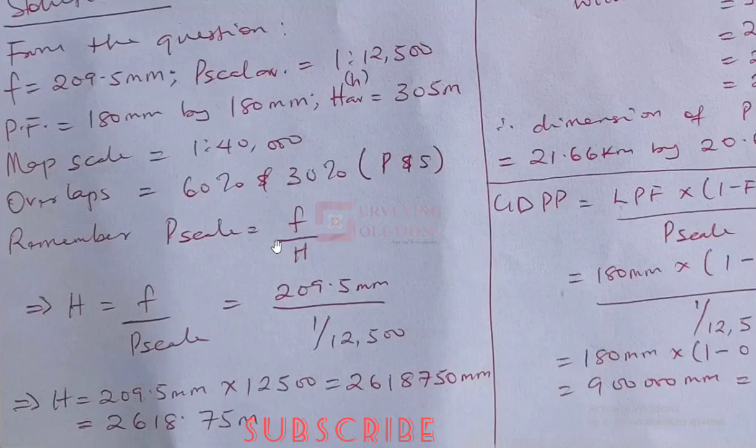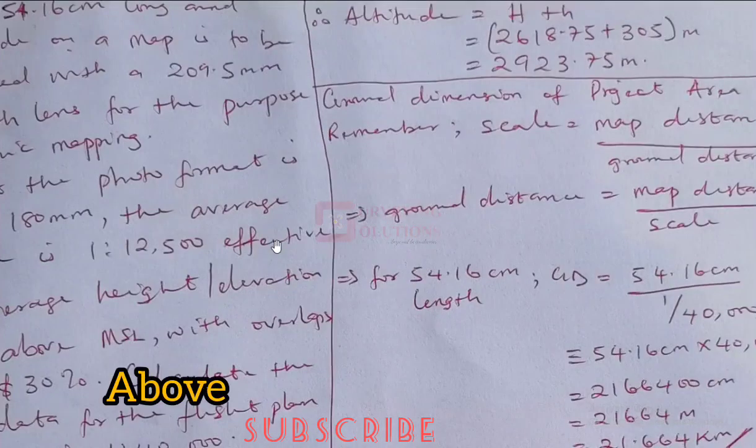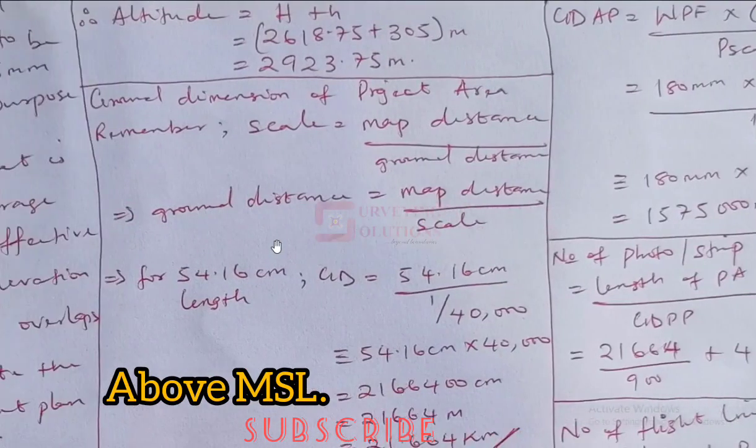Good. Now there's something else we need to check out. So we need to now alternatively just get the altitude. So the altitude will now be equal to the flying height we just calculated plus the average flying height that was given to us. It will now give us the altitude. Are we together? So we have 2618.75 plus 305. Remember that 305 was the average flying height as was given to us from the question. So we have our altitude to be this.